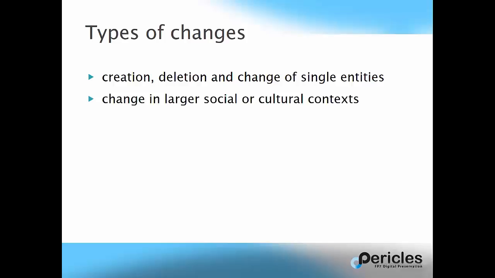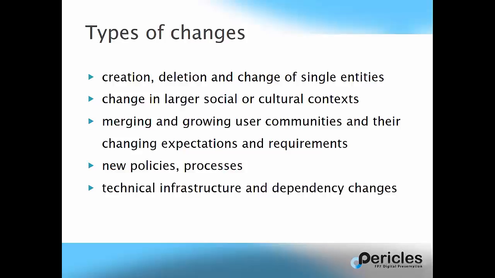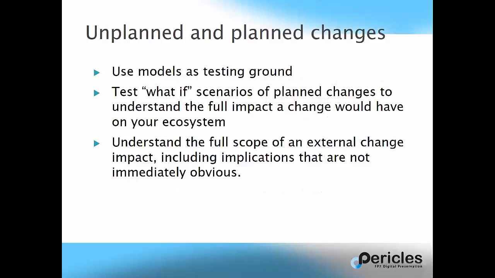There can be changes in larger social or cultural contexts. User communities can grow and merge. User expectations, knowledge, and background knowledge are constantly changing. New policies, such as laws or institution policy, can be introduced, which results in new processes. And technical infrastructure and dependencies change. There are changes that we have no influence on, which we refer to as unplanned changes, and changes that we need to make to react to new circumstances, so-called planned changes.